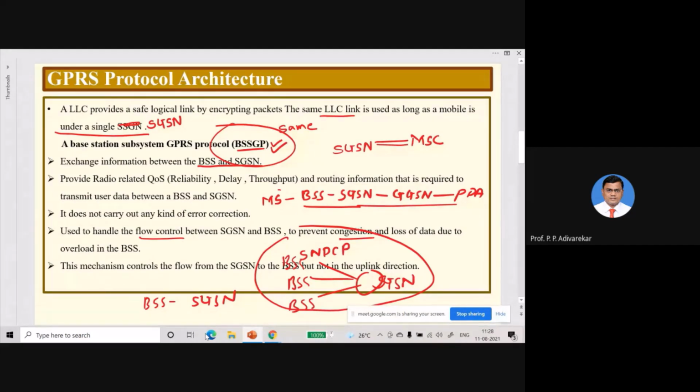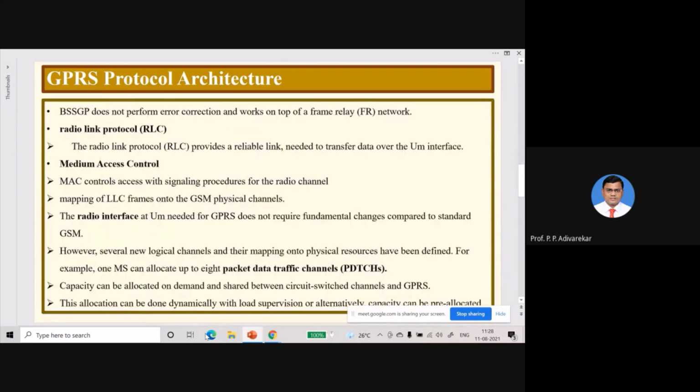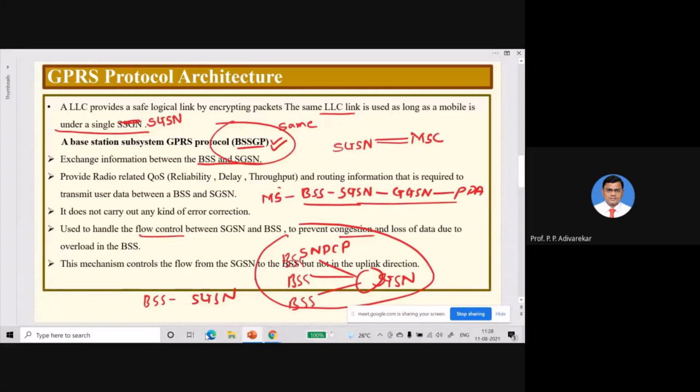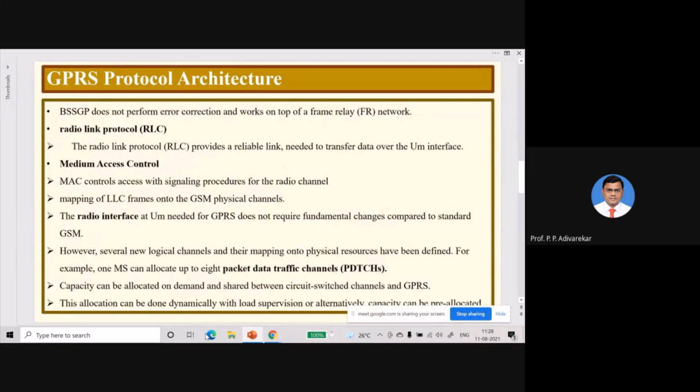Okay, so those are the key functions of BSSGP. The next point in BSSGP is that it does not perform any error correction. Since it is implementing, or helping in the implementation of, congestion control, it does not provide any assistance regarding error correction, and it works on top of the frame relay network.